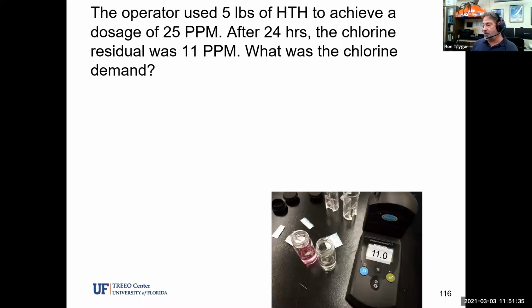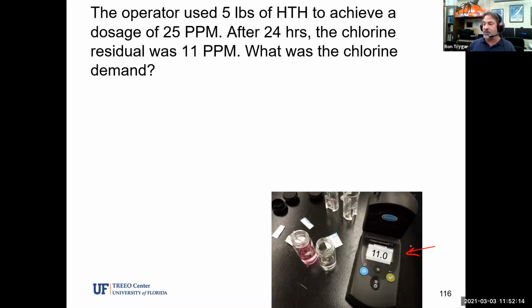So here's an example. We have a chlorine residual analyzer, or chlorine residual meter, showing here. And we have a statement that says the operator used 5 pounds of HTH to achieve a dosage of 25 parts per million. We dosed it in at 25 ppm. And after 24 hours of standing, the chlorine residual was measured and the residual was 11 parts per million. You can see that here on the little meter.